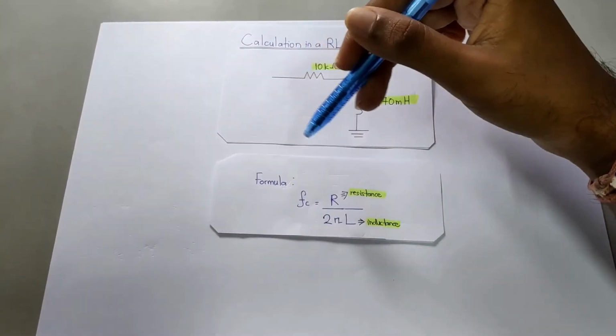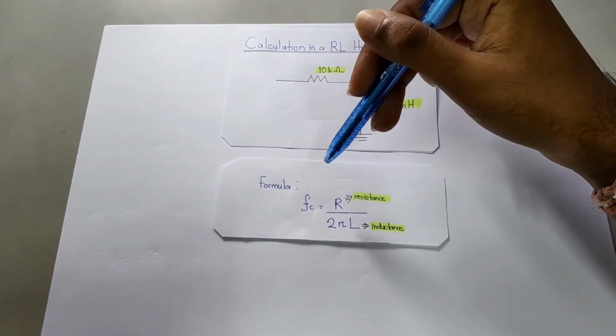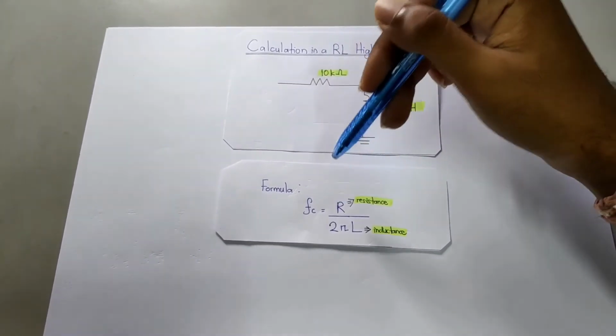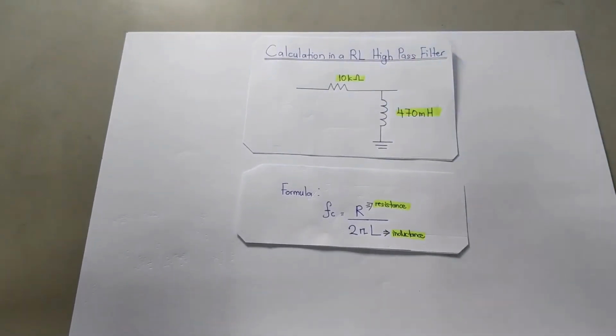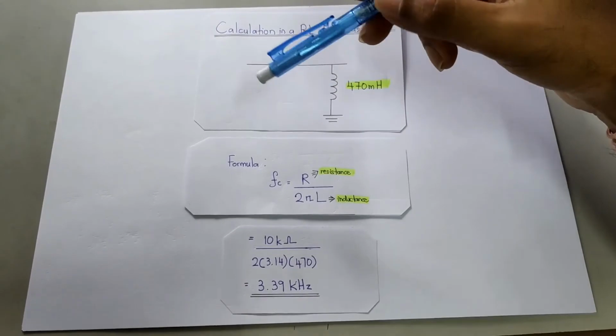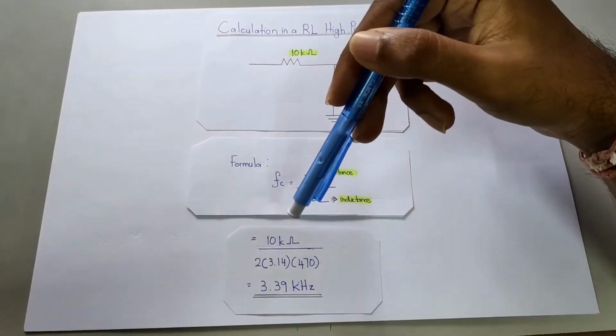The formula for a high pass RL filter is FC, the cutoff frequency, equals R divided by 2 pi L, where R is the resistance and L is the inductance. By using this formula, we get a cutoff frequency for this RL high pass filter of 3.39 kHz.